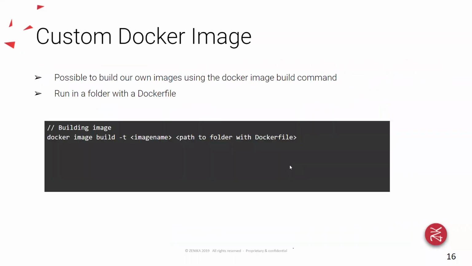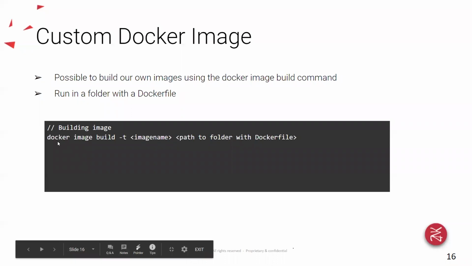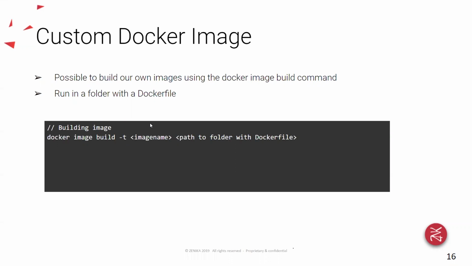So with that out of the way, let's try to build our own custom image, right? If we can't build our own image, it's not that useful. So how do you do that? The way to do that is with this command. We call it docker image build, and we pass in a tag name with the -t. That's going to be the name of the image we're creating. And on the last parameter, we pass in the path to the folder with a Dockerfile.